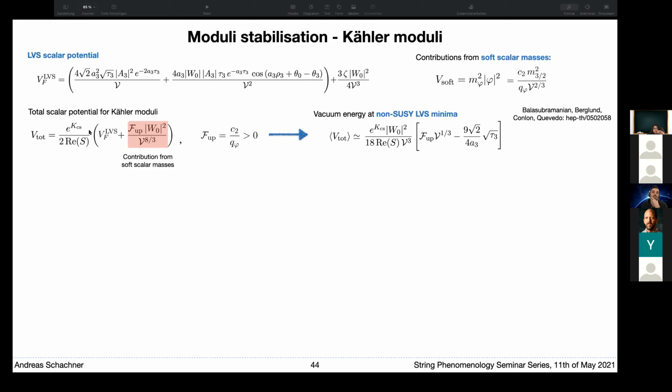Now, minimizing this potential, one finds that the vacuum energy at the non-SUSY LVS minimum is given by this formula here. Now, by setting this bracket to 0 or making it slightly positive, you can either find Minkowski or de Sitter minima.